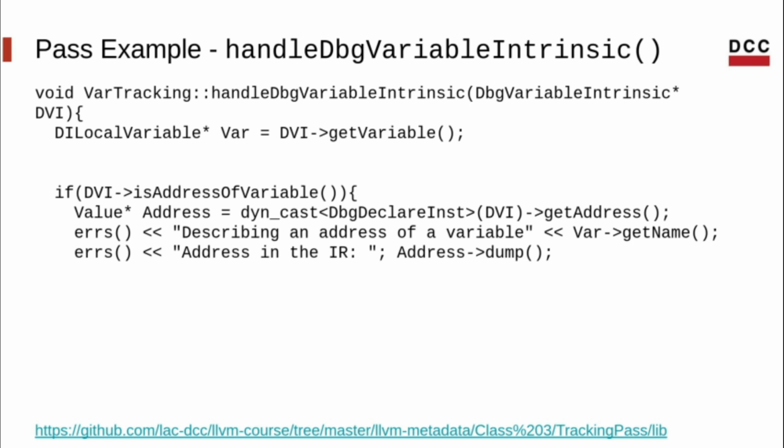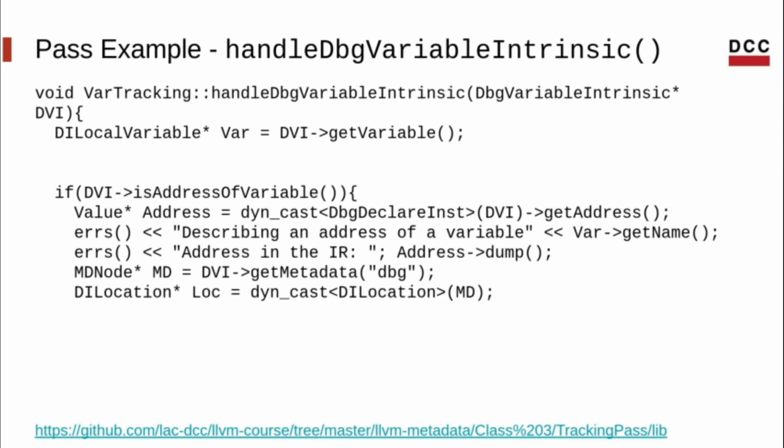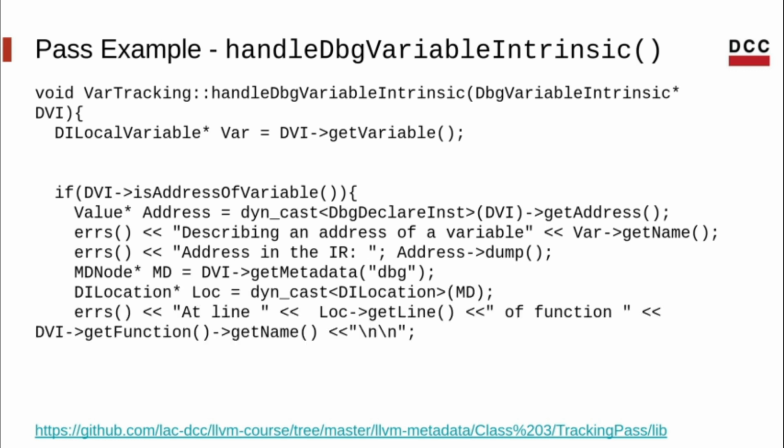We can also get the line in which that variable was declared. To do that, we can use the metadata attached to the debug intrinsic. In this case, this metadata is a debug location.